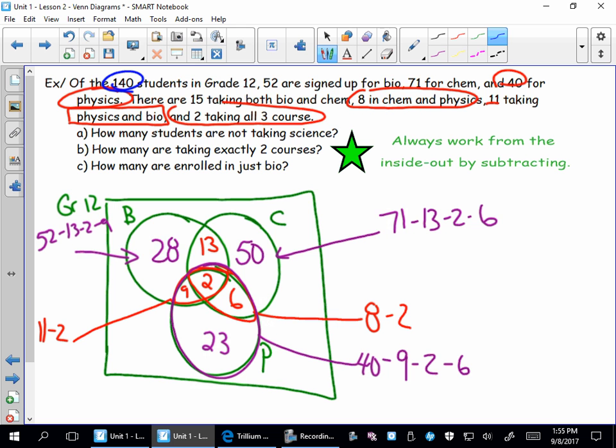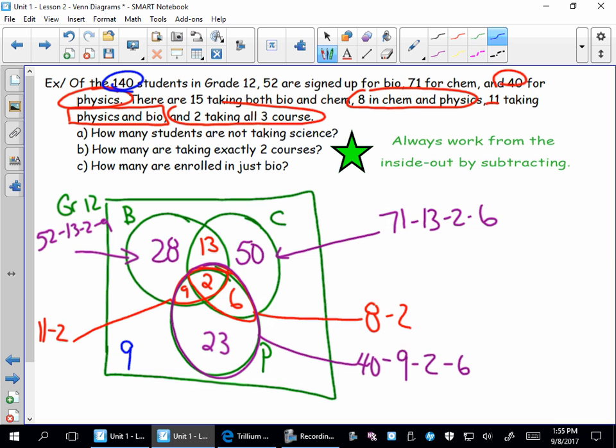So what does that tell me about the other 9? Well, that tells me they're not taking science. They're taking something else. They might be taking, I don't know, math or art or geography, but they're not taking science. Okay? When you're doing Venn diagrams, inside out.